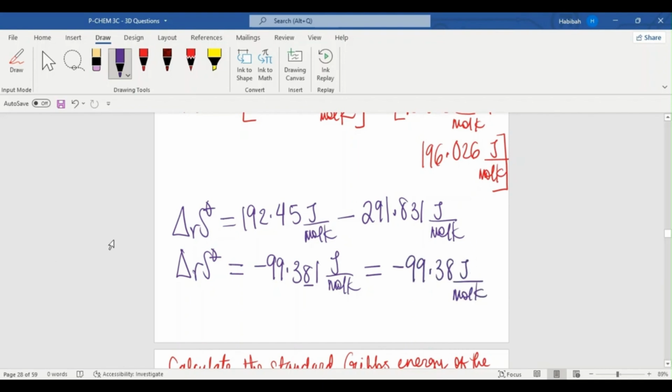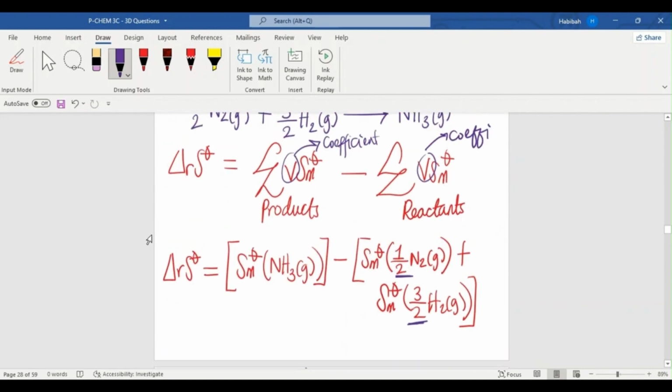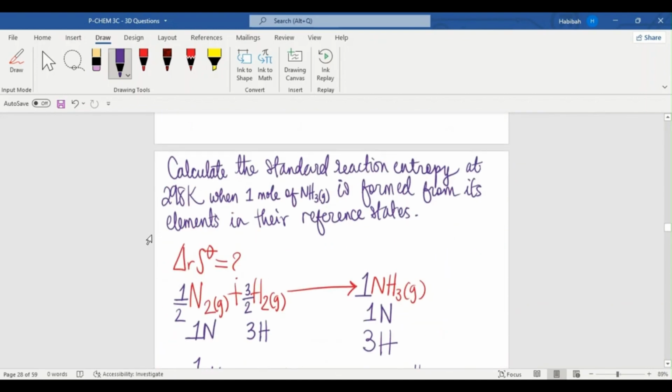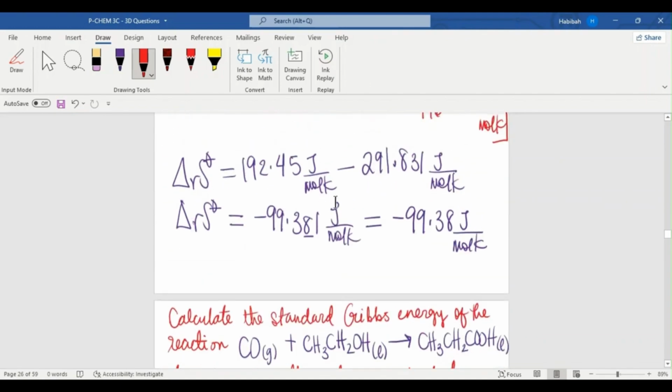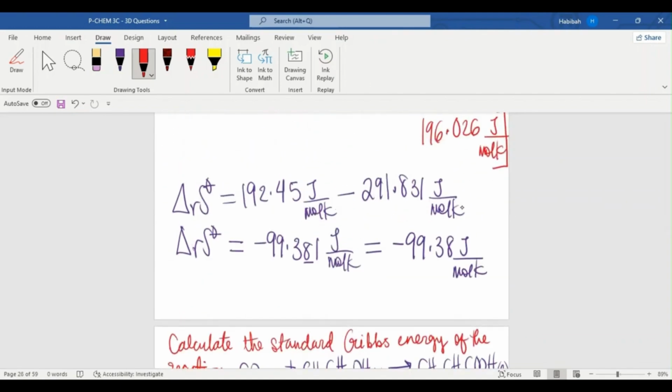Now, you would think the work is already done, but it's not. Let's go back to our question. We're told to calculate the standard reaction entropy at 298 Kelvin when 1 mole of NH3, so of ammonia gas, is formed. We're told 1 mole of NH3 is formed from its elements. So what this means is that we're going to multiply whatever our value is times the number of moles to be able to get our actual answer.